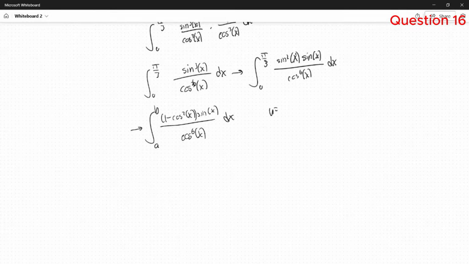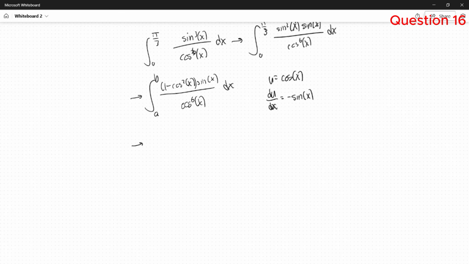Let u equal cosine of x. Let du dx equal negative sine x. And then from there, you solve algebraically for dx, and then you sub that back in. You get u of 0 to u of pi over 3.